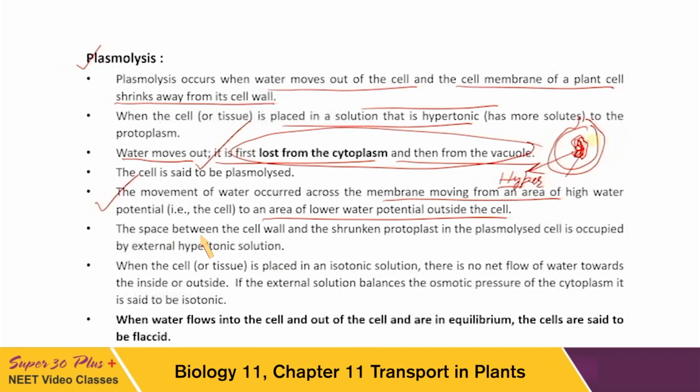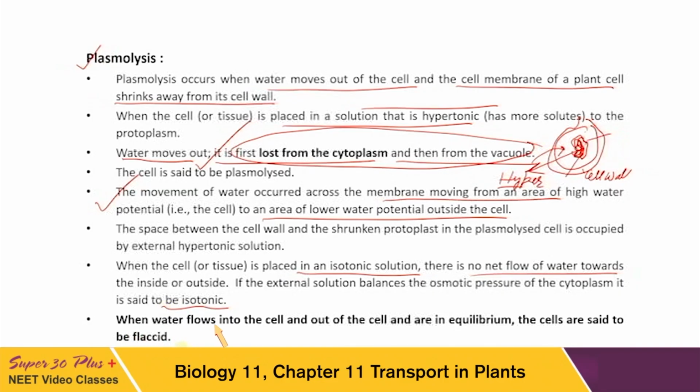The space here will be occupied by the external hypertonic solution, because the cell wall, which is here, is permeable to this hypertonic solution. In the end, this hypertonic solution will enter and will be in between the cell wall and the plasma membrane. When the cell is placed in isotonic solution, there is no net flow of water towards the inside or outside, and that solution is isotonic to the cytoplasm.